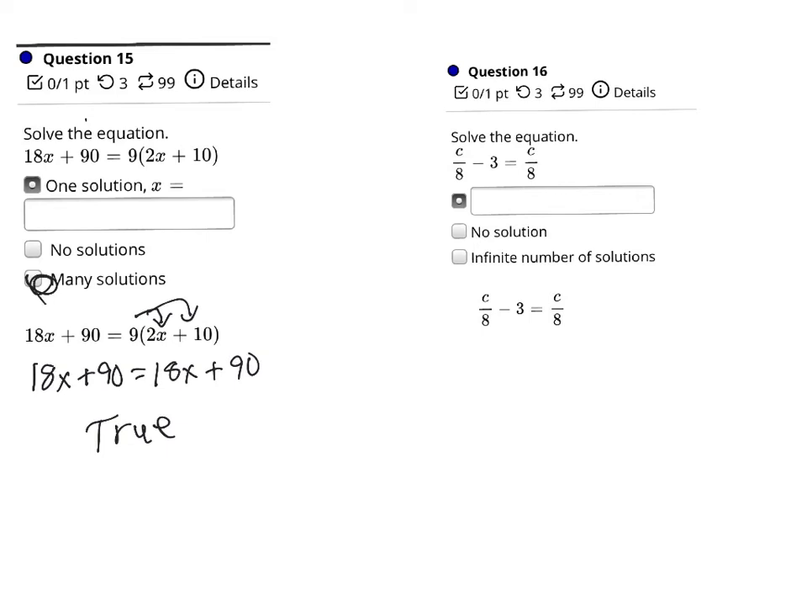Then over here, we're solving for c. Now, I could get rid of my fractions by multiplying everything by 8, but I noticed that I have c over 8 and c over 8. So if I were to move this c over 8 here over by subtracting c over 8 from both sides, this would go away and leave me minus 3 equals. This would go away and leaves me the 0. So I have no letter, so it has to be all real numbers or no solution. This is a false statement. Negative 3 doesn't equal 0, so that's false. So it's going to be no solution.